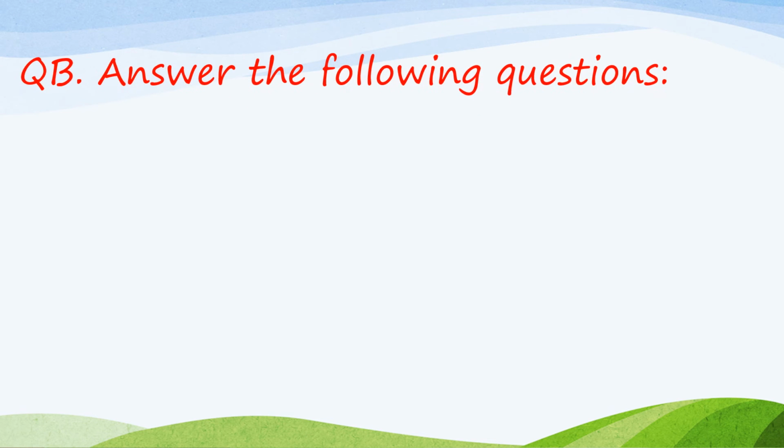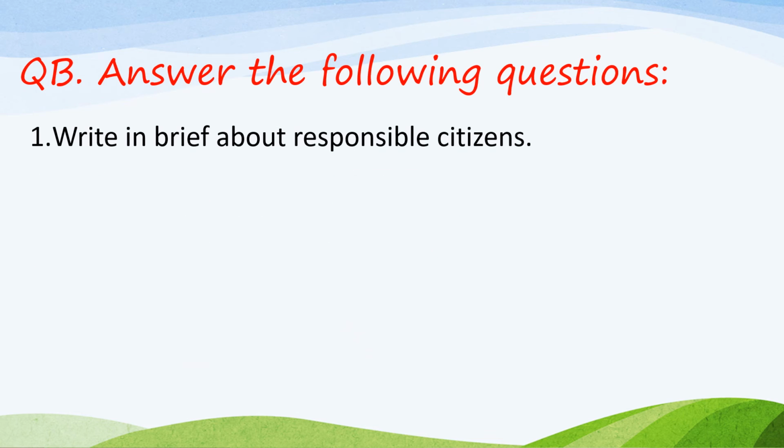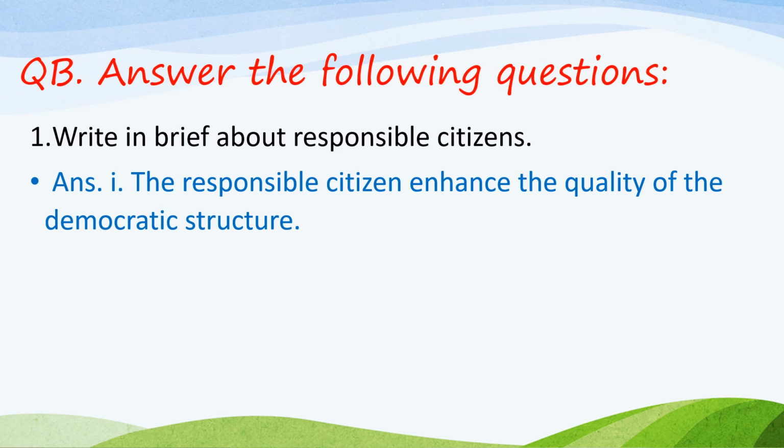Now students, the next question is, answer the following questions, that is question number B. So let's begin the question answers. Question number 1 is, write in brief about the responsible citizens. Here students, in video number 1 and video part 2 we have studied about responsible citizens. So write in brief about responsible citizens. Answer, point number 1: the responsible citizen enhances the quality of the democratic structure.